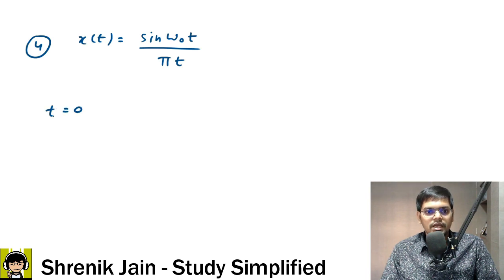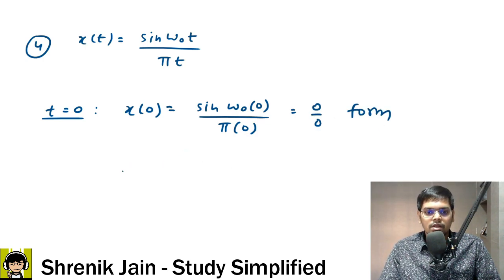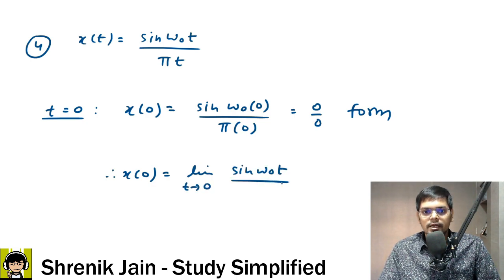If I substitute t is 0, then x of 0 is equal to sine of omega t, with t replaced by 0, over pi times 0. Oh, so this is 0 by 0 form. If this is 0 by 0 form, we have to use L'Hopital. Therefore, if we use L'Hopital, what we get is differentiation of the numerator. Let me write it this way: limit t tends to 0 of sine of omega t divided by pi t.